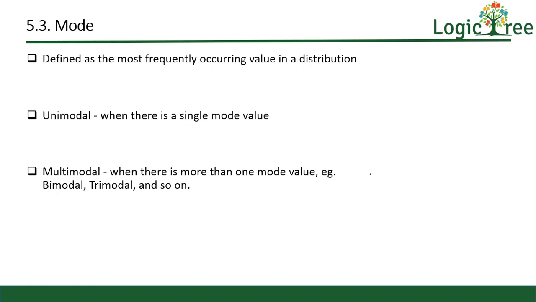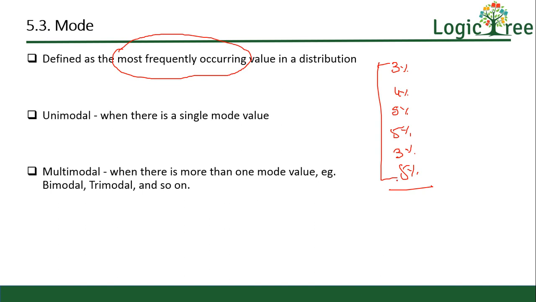And let's come to the next topic, that is mode. Mode is simply defined as the most frequently occurring value in any distribution. So let's say I have the stock returns as these 6 numbers. Here 3 is occurring 2 times, 4 is occurring 1 time, but 5% is occurring 3 times. So it is the highest occurring value in the distribution. So it turns out to be 5%.